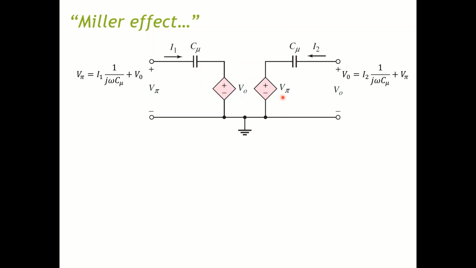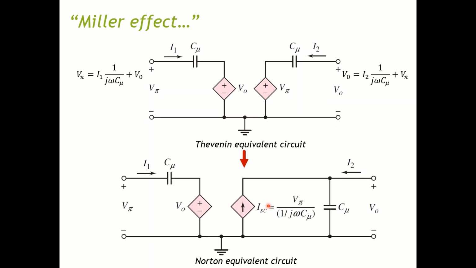Okay, then this section here you have VO equal I2 over 1 over j omega C mu, which is this, plus the dependent voltage V pi. So this is the Thevenin equivalent circuit. From this Thevenin equivalent circuit, you can convert that to the Norton equivalent circuit. So you can have this.